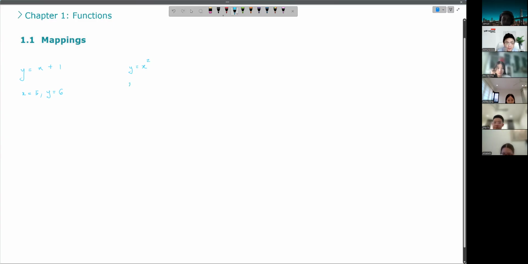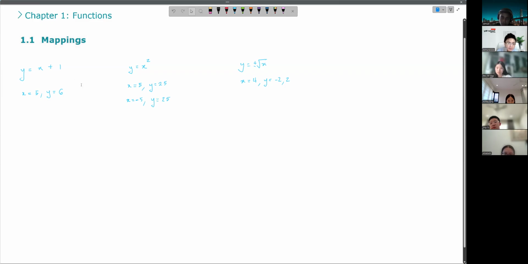When x equals 5, your y equals 25, right? But if x equals -5, your y is also equal to 25. So there's another one. Let's look at another: y equals square root of x, plus or minus. So when x equals 4, your y equals -2 and +2, right?